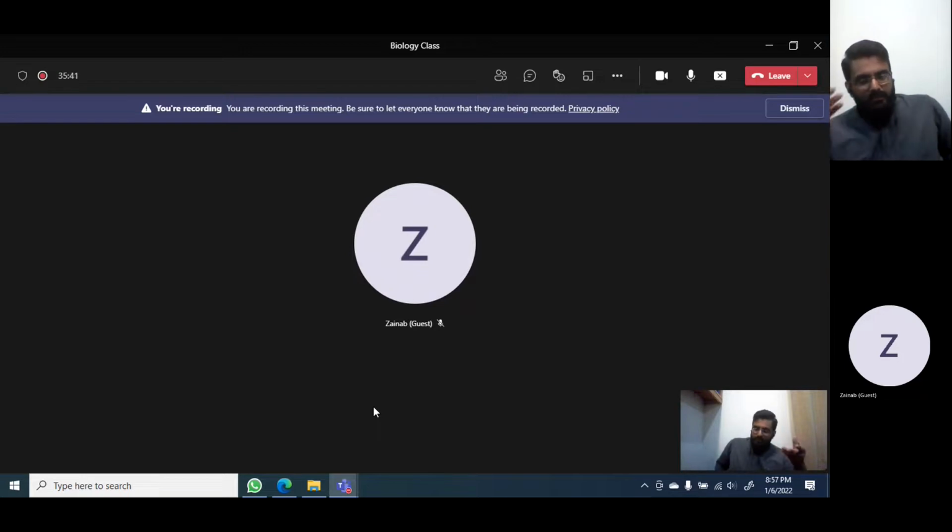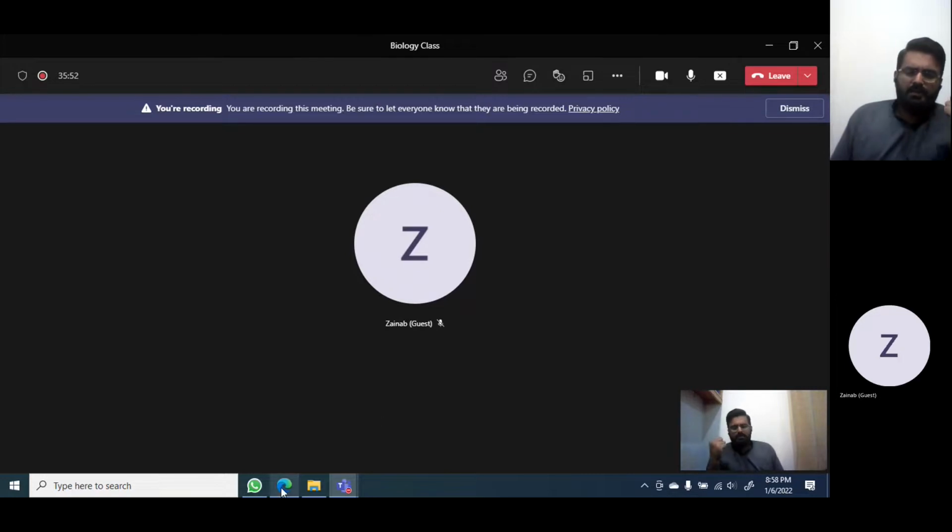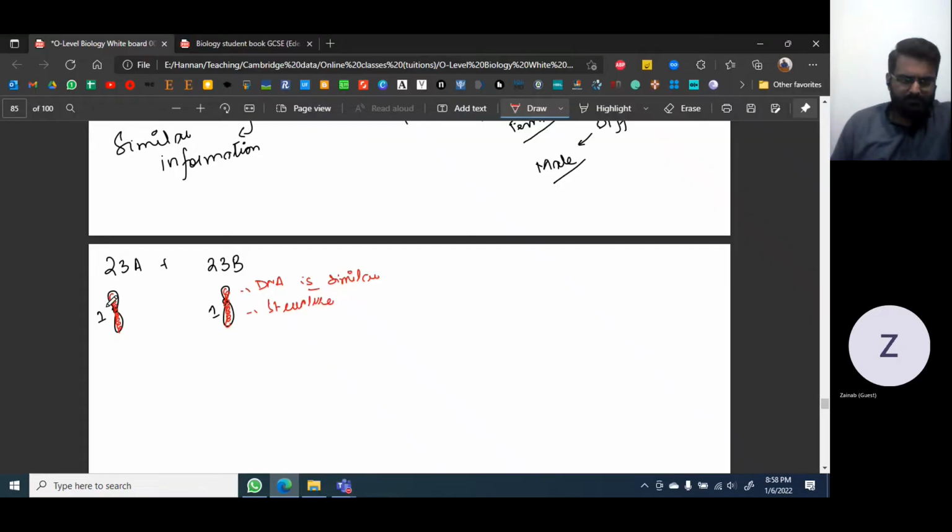The difference we notice among siblings, that is because of that slight difference between the chromosomes. So these are similar, not identical. Let me explain this, then it would be clear to you. This is the chromosome number 1 of 23A, and this is chromosome 1 of 23B. Both are homologous. It means their DNA is similar, their structure is similar.